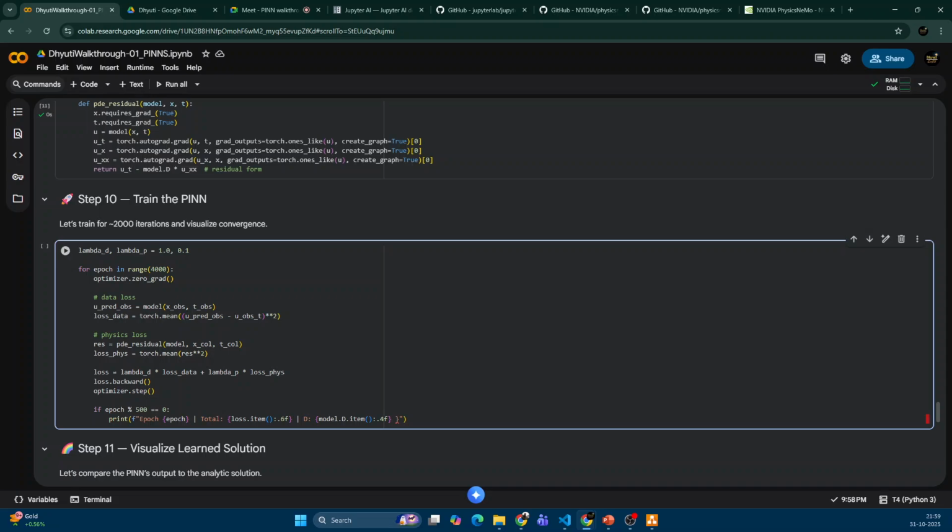Yeah, you can see that this would keep changing now. Oh wait, I can stop it. And for every, let's print every 10 epochs and see how it evolves.